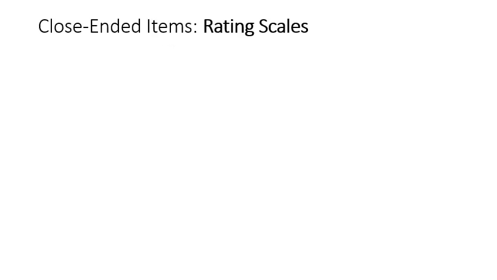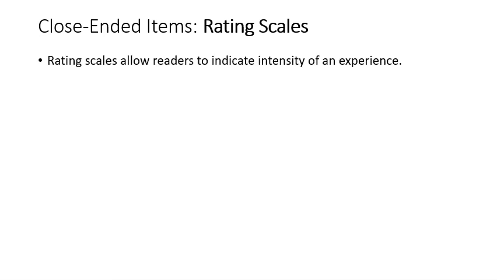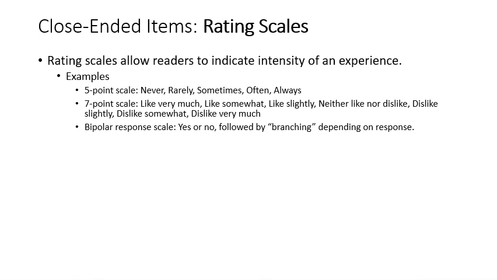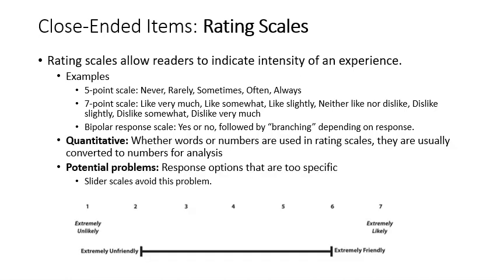So many closed-ended items are rating scales, and rating scales just allow respondents to indicate the intensity of an experience. So very often we might have a 5-point scale, something like this: never, rarely, sometimes, often, and always. Or a 7-point scale, like very much, like somewhat, like slightly, neither like nor dislike, dislike slightly, dislike somewhat, dislike very much. Or a bipolar response scale, yes or no, followed by branching depending on a response.